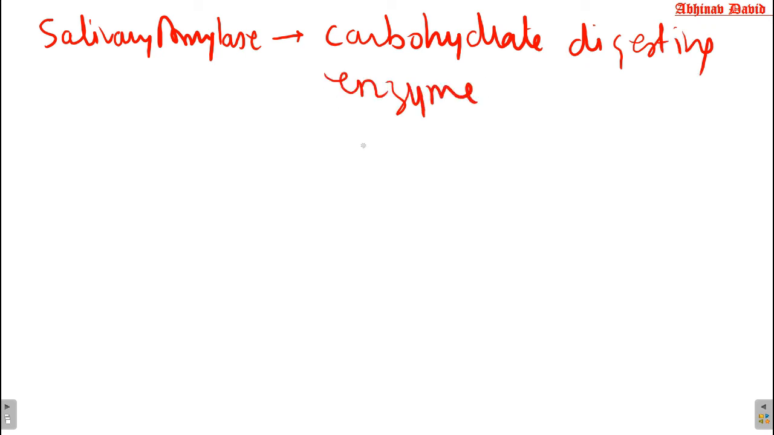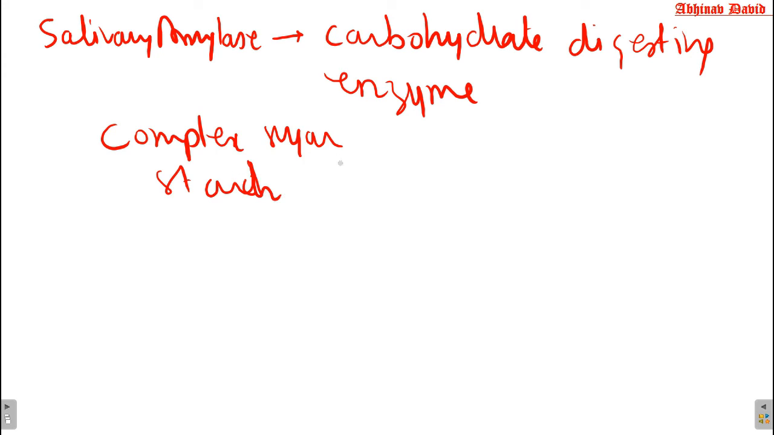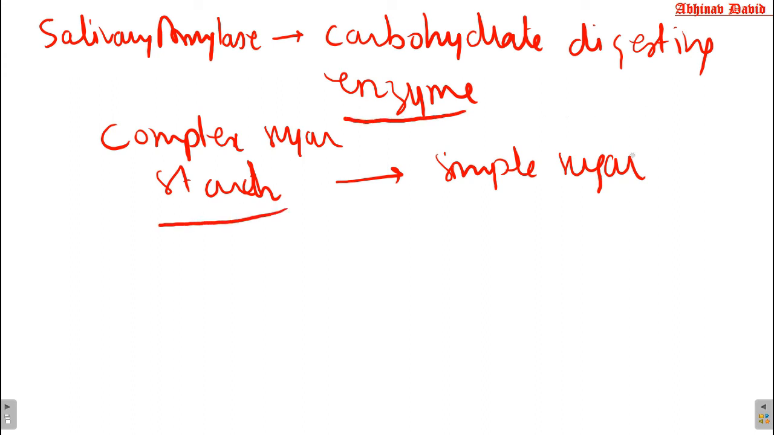Okay, so what it does is convert complex sugar like starch into simple sugar. As I have already told you, enzymes convert complex substances into simpler substances. So complex sugar, that is starch, is converted into simpler sugar by salivary amylase.